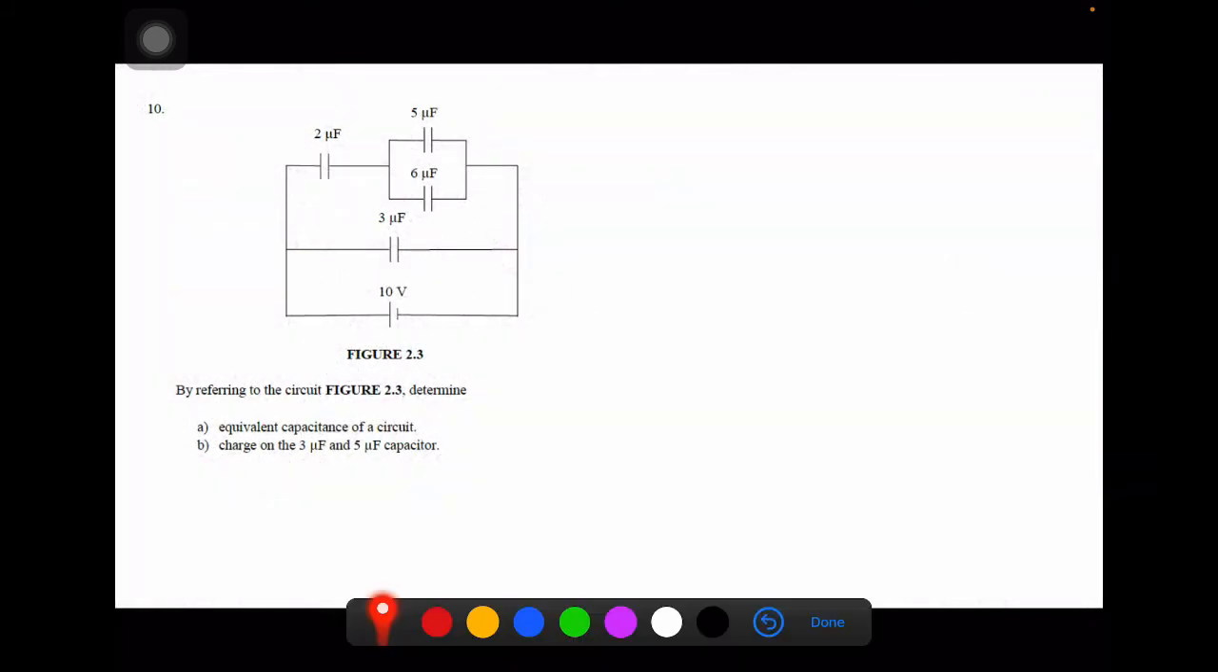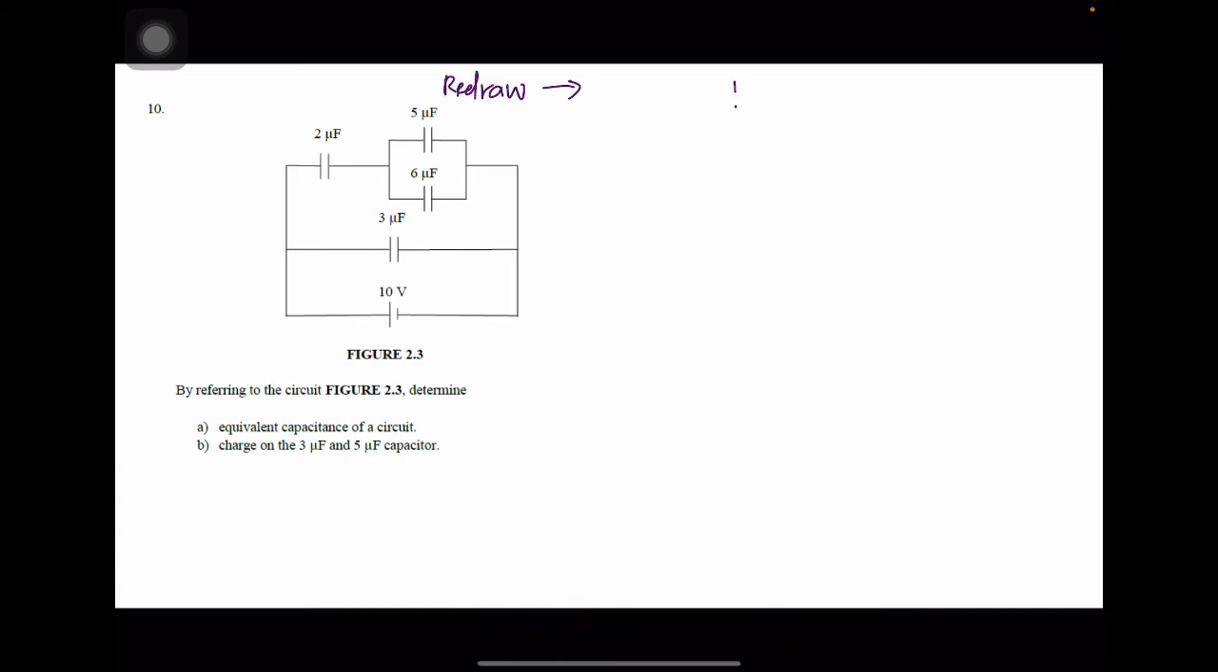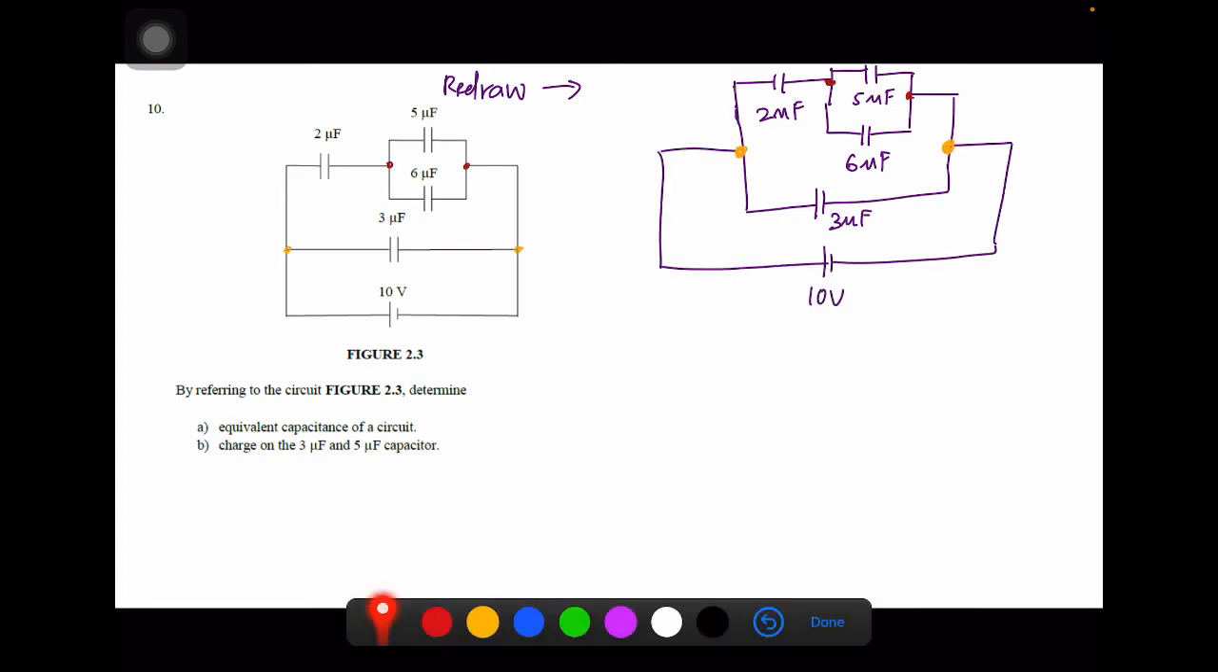Okay, question number 10. This one is actually very similar to the previous question, in a way that they ask you to find the equivalent capacitance and then they ask you to find the charge at 3 and 5. So if you want to solve it, it is a very similar concept to the previous question. Number 1, redraw. Again, redraw and double check the junctions.